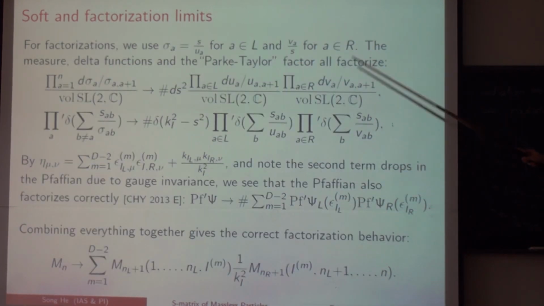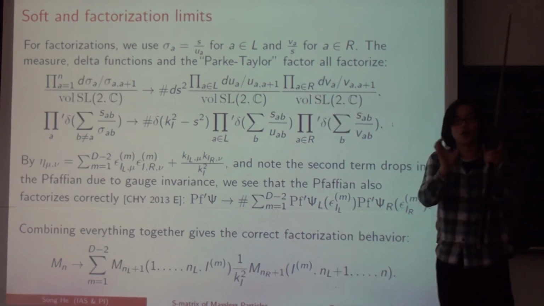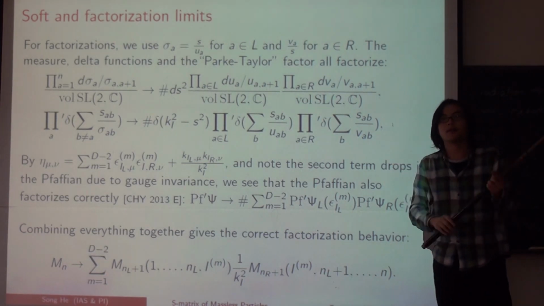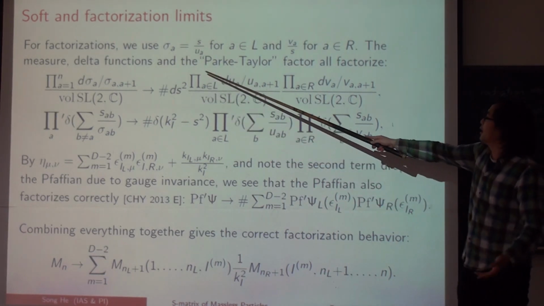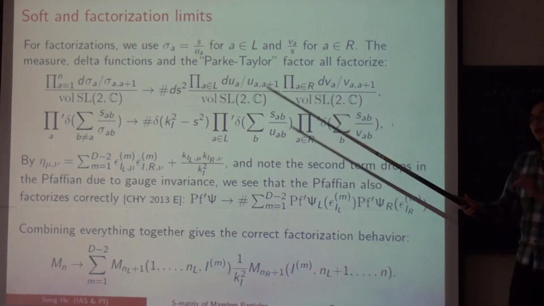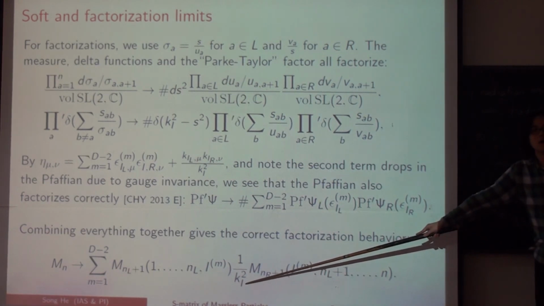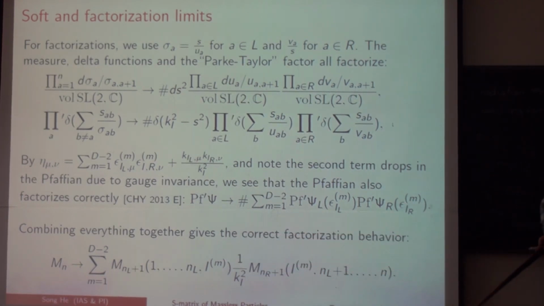And also you can study factorization. That's actually the most important check for us, that under a factorization, not only your scattering equation, the kinematic part factorizes, but all your Park-Taylor and Pfaffian, they factorize into the left and right part. So in the end, your amplitude has only the physical poles, single poles, as the kinematic invariants go on shell, with the correct residue. So this proves all the formulas we have.